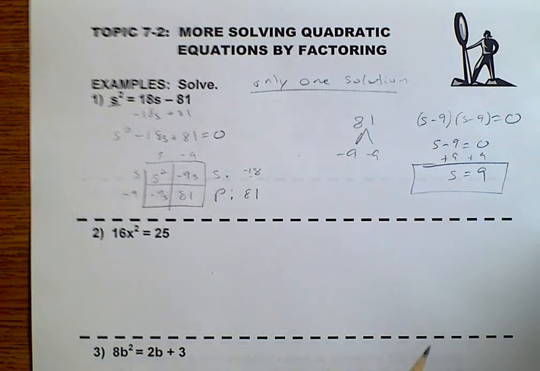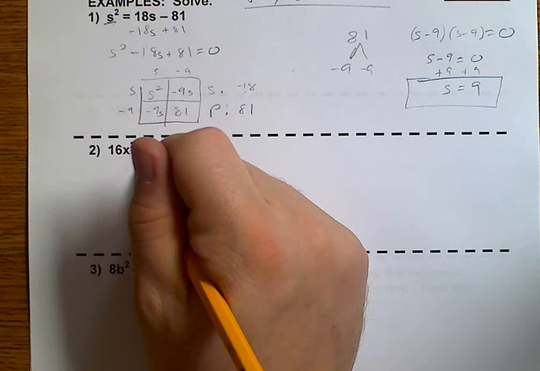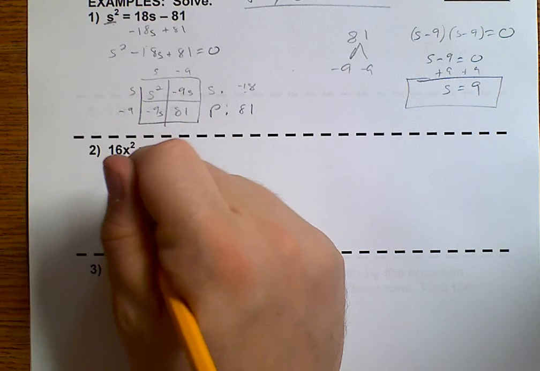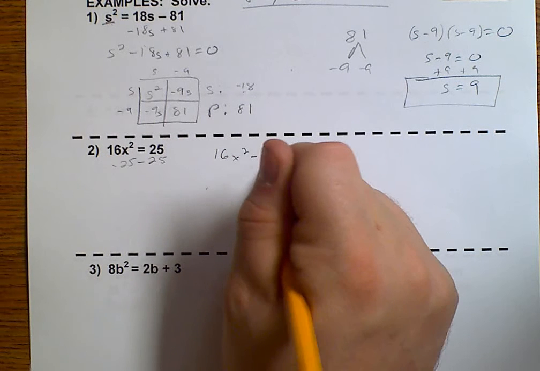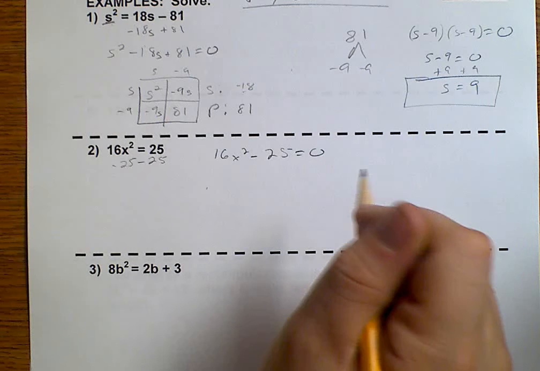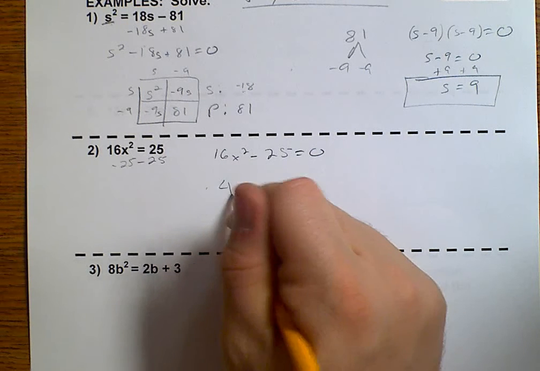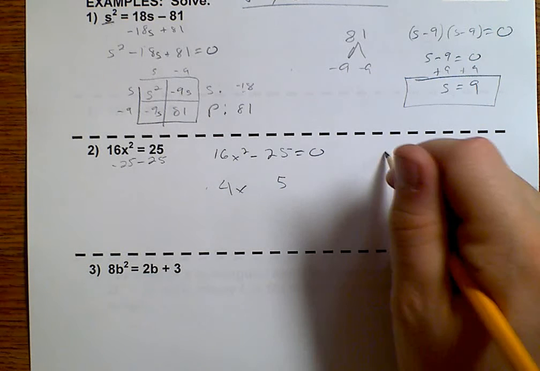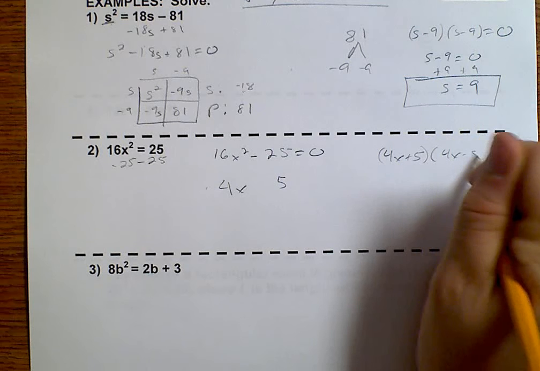Let's take a look at number 2. Again, I need to move everything to one side, so I'm going to subtract 25 from both sides, and I get that 16x squared minus 25 equals 0. Well, this happens to be difference of squares. This would be 4x, this would be 5. So it's 4x plus 5, 4x minus 5 equals 0.